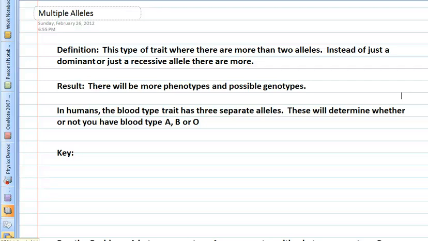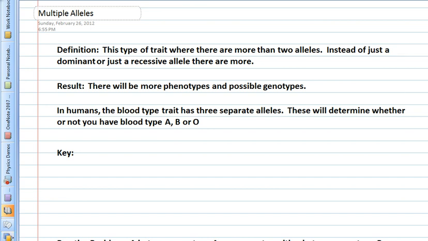The next kind of trait that we come to are the multiple alleles. This is a trait where there are more than just two alleles, or more than two options that can be inherited. So instead of just having a dominant and a recessive allele, we're going to see there are more. Now this is going to end up creating more phenotypes and more possible genotypes. In humans, blood typing is one of these.